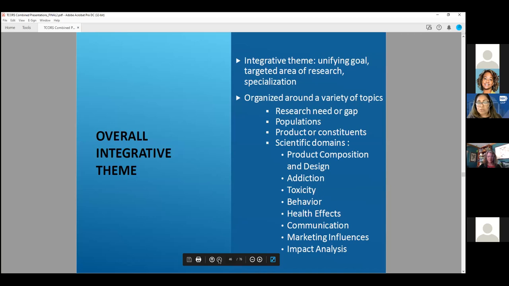This theme should also concentrate on areas where there are significant gaps in knowledge, such as also regarding tobacco products or other examples, as you can see. And as my FDA colleague already mentioned, these are all based in the eight scientific domains that you can find more description of in the FOA.